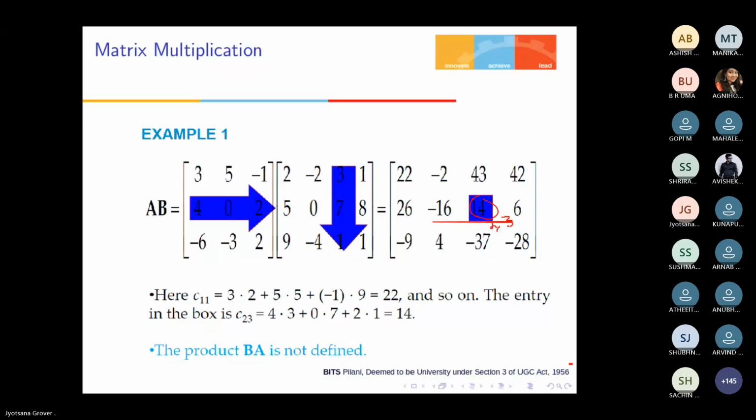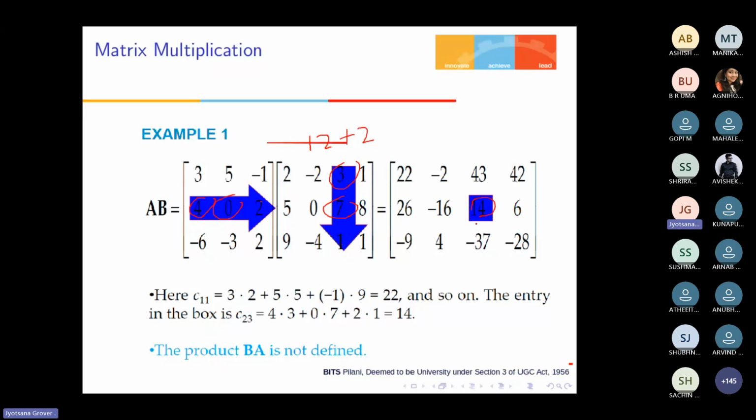How will you get 14? This is the C23 entry, second row and third column, right? So here you have to take the second row of A, take its dot product with the third column of B. How will you take the dot product? So 4 into 3 is 12, plus 0 into 7 is 0, plus 2 into 1 is 2. So it is going to be 12 plus 2, so it's going to be 14.